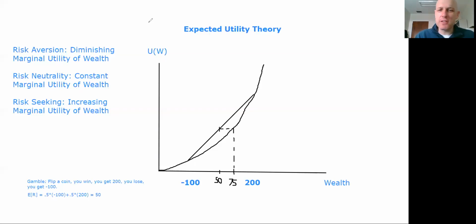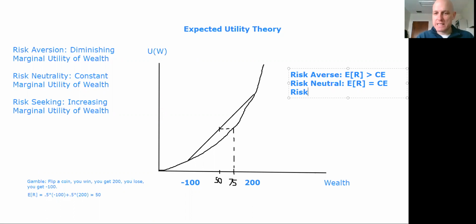So we can make some inferences about expected utility theory that I think are important. First, for someone that is risk averse, the expected return is going to be greater than the certainty equivalent. For the risk neutral individual, the expected return is going to be equal to the certainty equivalent. And for the risk seeker, the expected return is going to be less than the certainty equivalent.